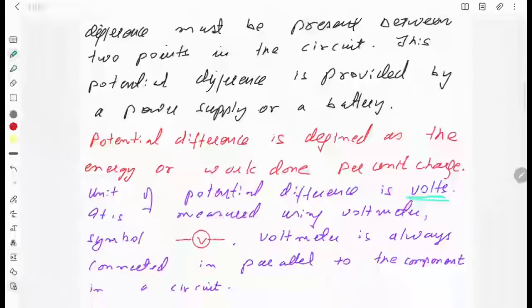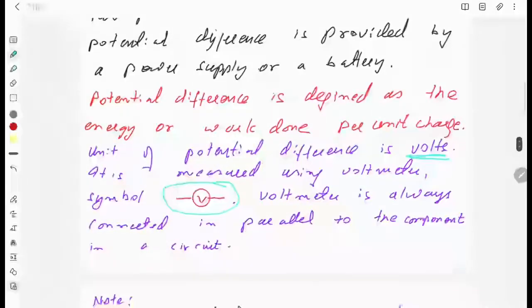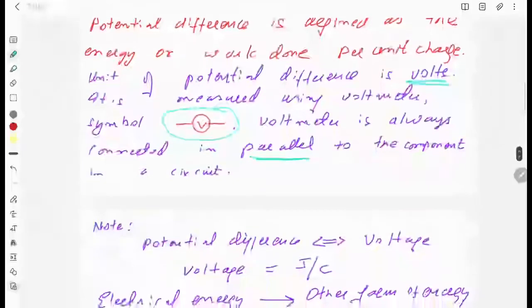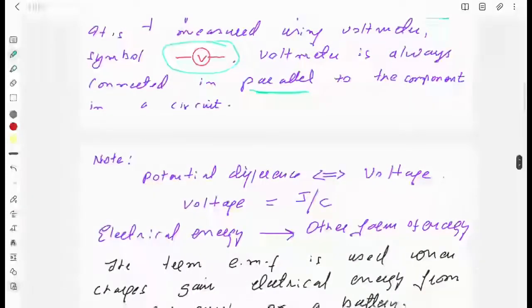And this is the symbol for voltmeter. Voltmeter is a device which is used for measuring potential difference. We connect voltmeter always in parallel to the component in a circuit. Connecting in parallel is very important. And you have to note one thing, that potential difference and voltage are the same thing.